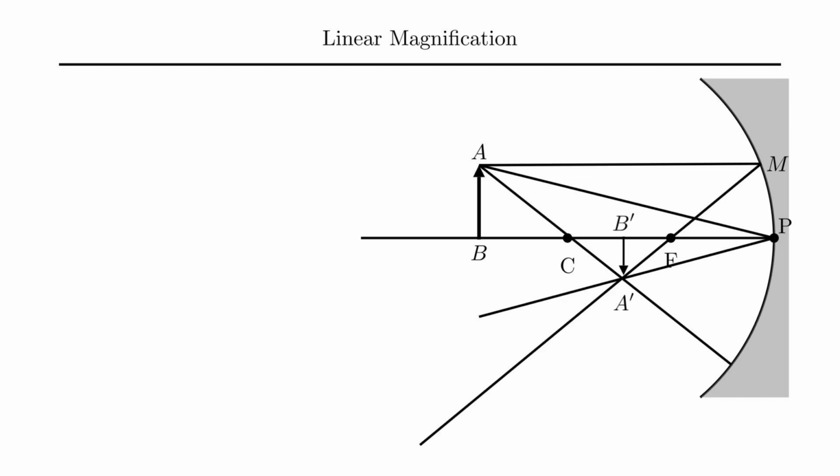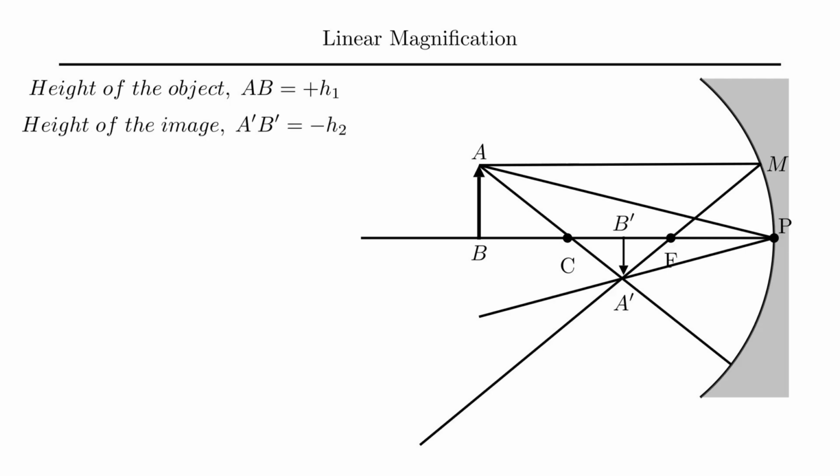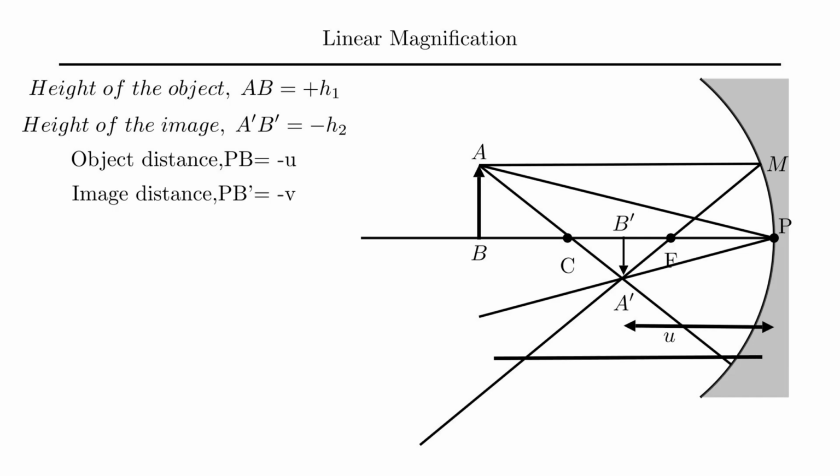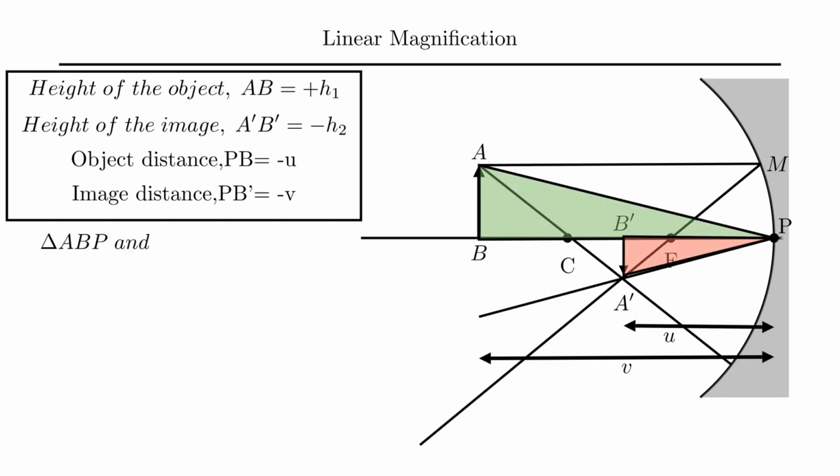According to the sign conventions, the height of the object AB equals positive h1, while the height of the image A', B' equals minus h2, since the image is formed below the principal axis. The object distance equals minus u, since it lies left to the pole, and the image distance equals minus v for the same reason. Since triangle ABP and triangle A'B'P are similar, therefore the ratio of their corresponding sides are proportional.